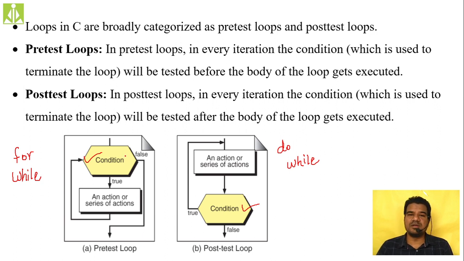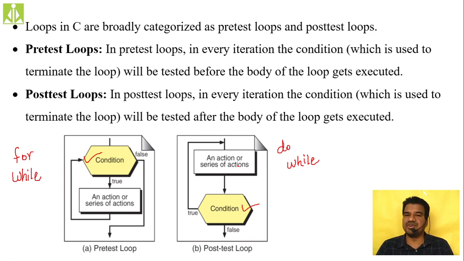Then how many times will the body of the loop be executed? Zero times. Because in the first iteration the condition became false, the control will not enter the body of the loop. So the number of times the body of the loop gets executed when the condition is false in the first iteration itself is zero in pre-test loops. The same thing in case of post-test.